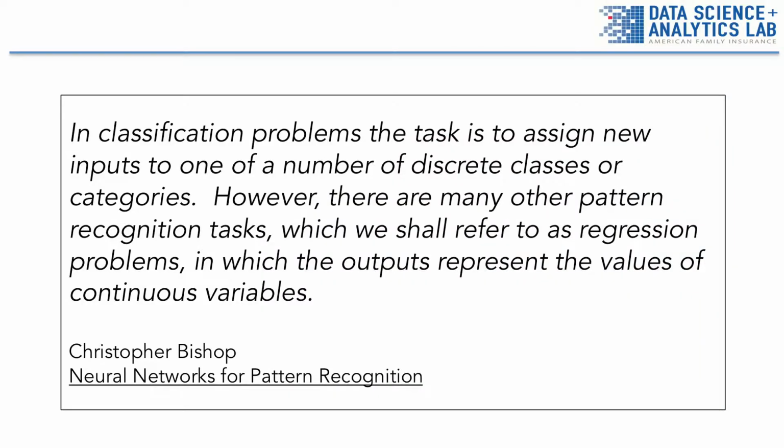This is from one of my favorite introductory machine learning textbooks by Christopher Bishop. "In classification problems, the task is to assign new inputs to one of a number of discrete classes or categories. However, there are many other pattern recognition tasks, which we shall refer to as regression problems, in which the outputs represent the values of continuous variables." So he's not actually saying there's nothing else in the world besides these two types of problems, but it's kind of suggestive.